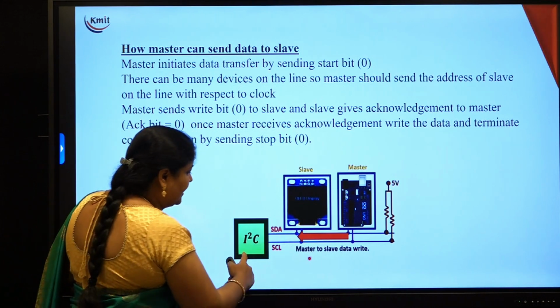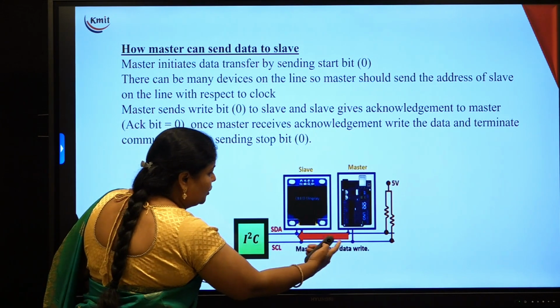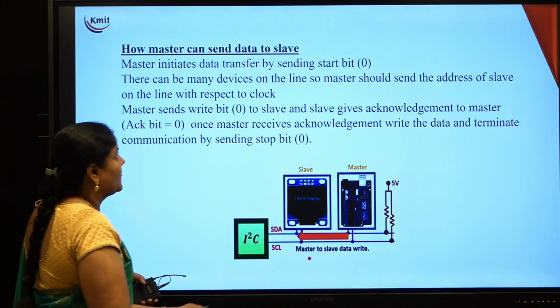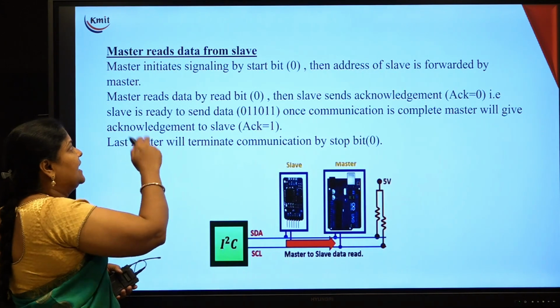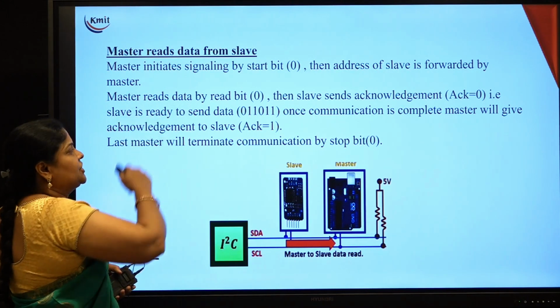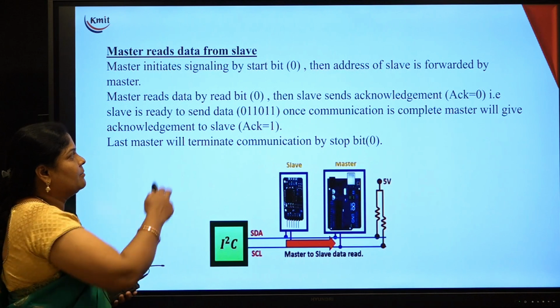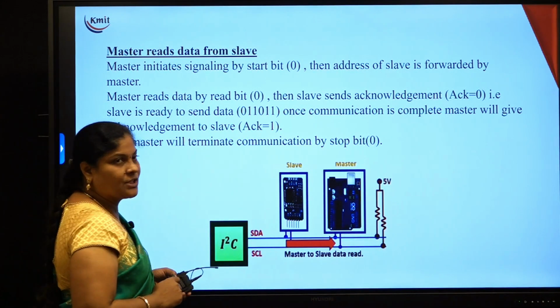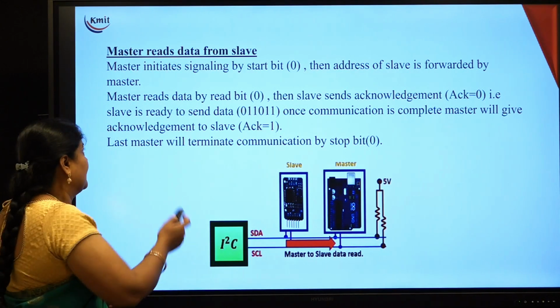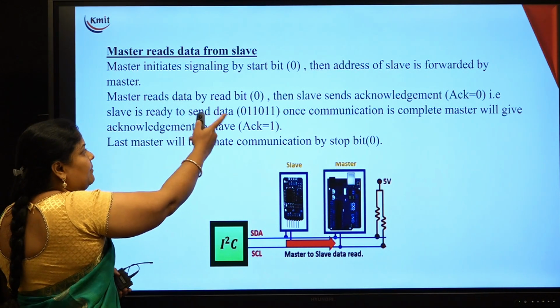So if you see the diagram like this, the data write from master to slave is done. The next type is master reads data from the slave. Here again, master initiates communication by start bit equal to 0, and then the address of the slave is forwarded by the master. Then master reads the data by read bit.